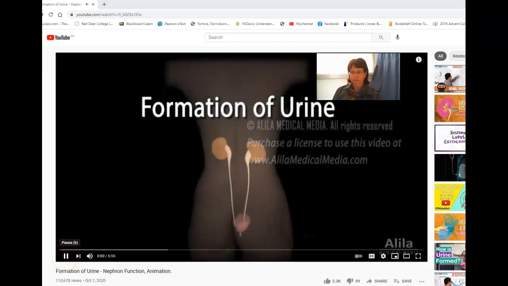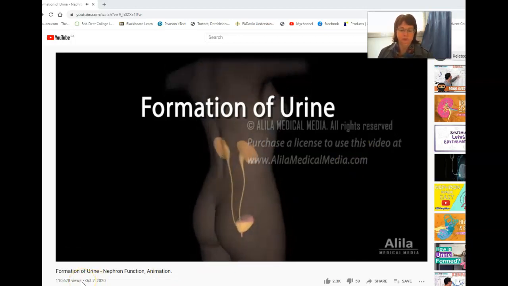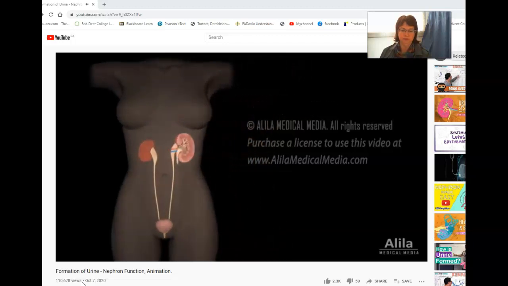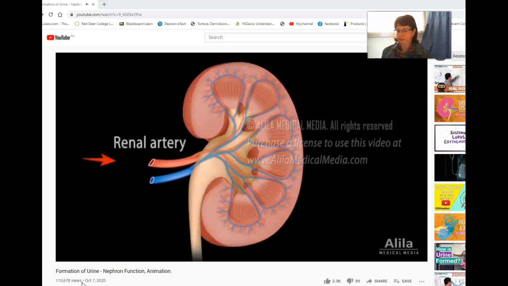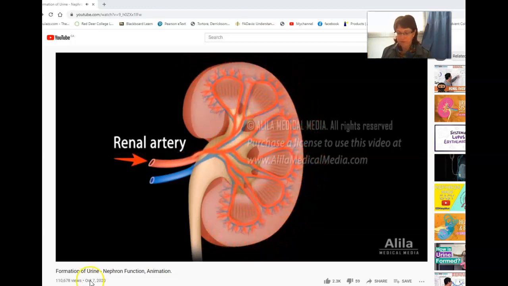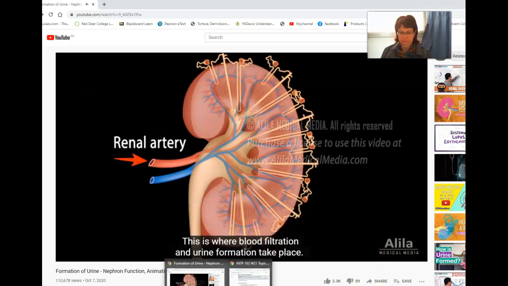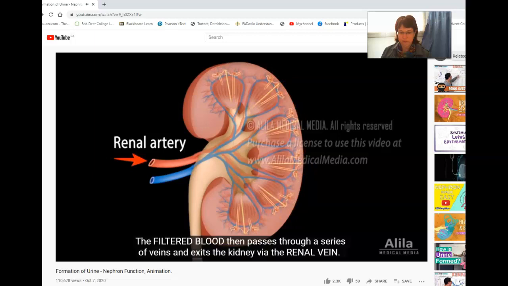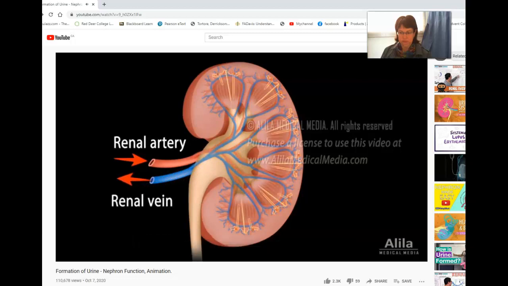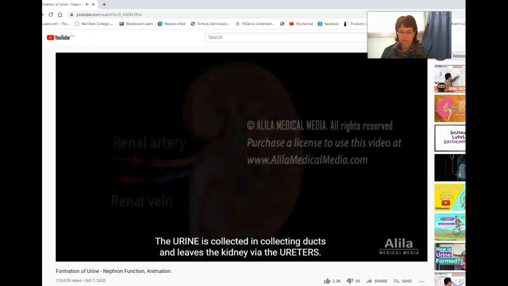The kidneys filter blood plasma, removing metabolic wastes and toxins, and excrete them in urine. During this process, they also maintain constant volume and composition of the blood, or homeostasis. Blood enters the kidney via the renal artery, which divides into smaller arteries, then arterioles. The arterioles get into contact with functional units of the kidney called the nephrons. This is where blood filtration and urine formation take place. The filtered blood then passes through a series of veins and exits the kidney via the renal vein. The urine is collected in collecting ducts and leaves the kidney via the ureters.